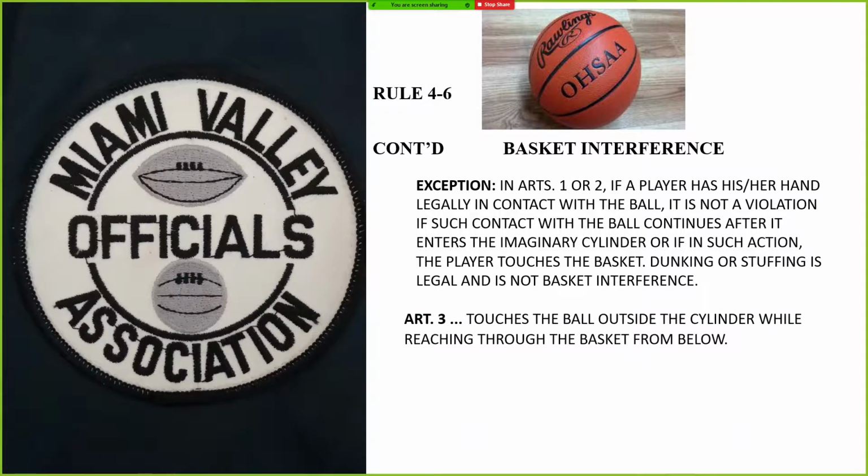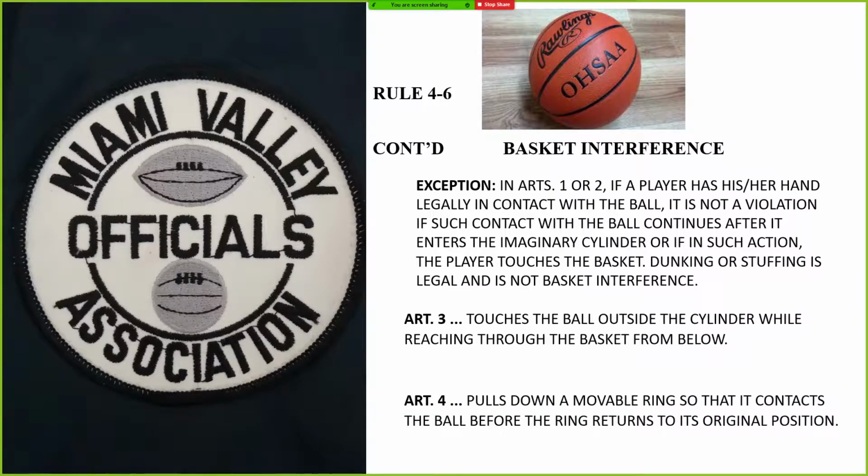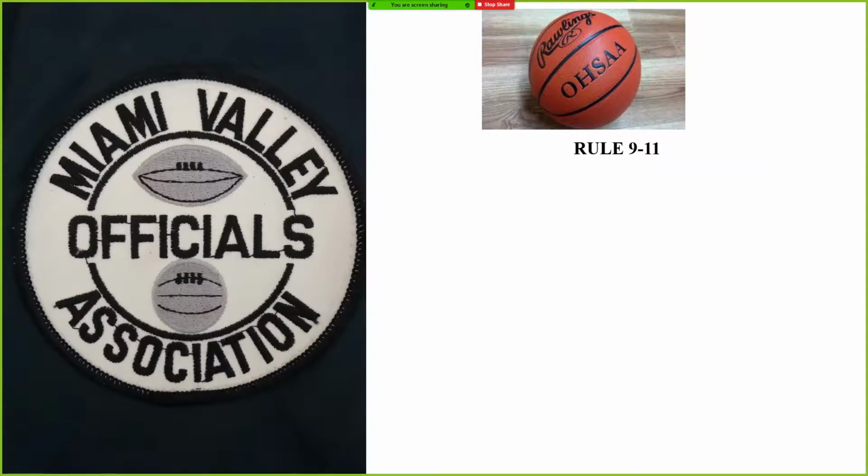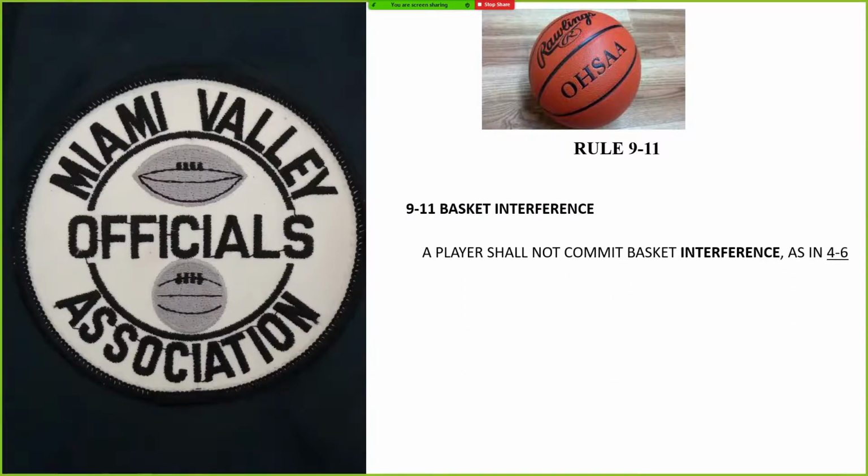Article 3 occurs when a player touches the ball outside the cylinder while reaching through the basket from below. Article 4 occurs when a player pulls down a movable ring so that it contacts the ball before the ring returns to its original position. Rule 9-11 discusses basket interference. A player shall not commit basket interference as in Rule 4-6.